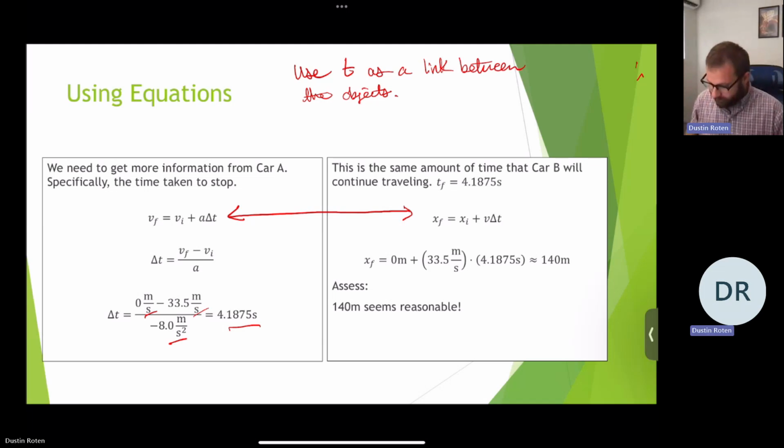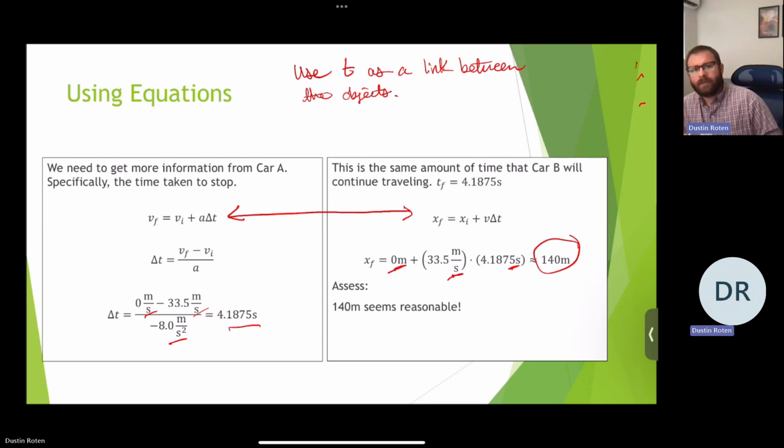Now we can put in all this information. We know that it's going to be dealing with the initial position at the origin. We know that the car's cruising along at 75 miles per hour, which is 33.5 meters per second. And then we just use that time that we got from the previous part of this problem. Well, we know it's going to be traveling for 4.1875 seconds. When we plug that in, we're going to get a final distance of 140 meters.